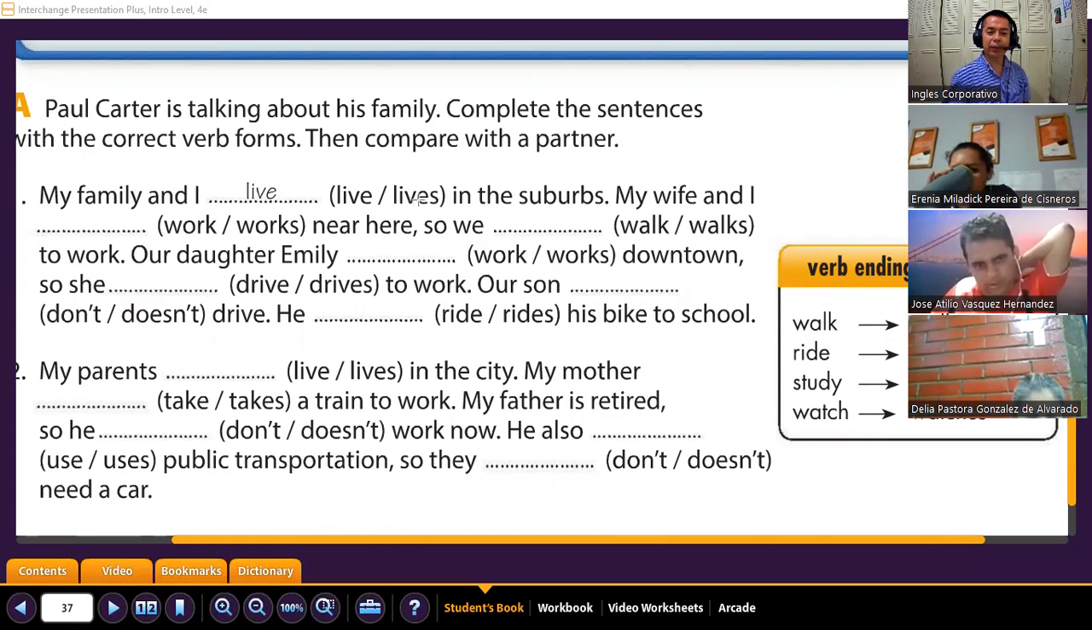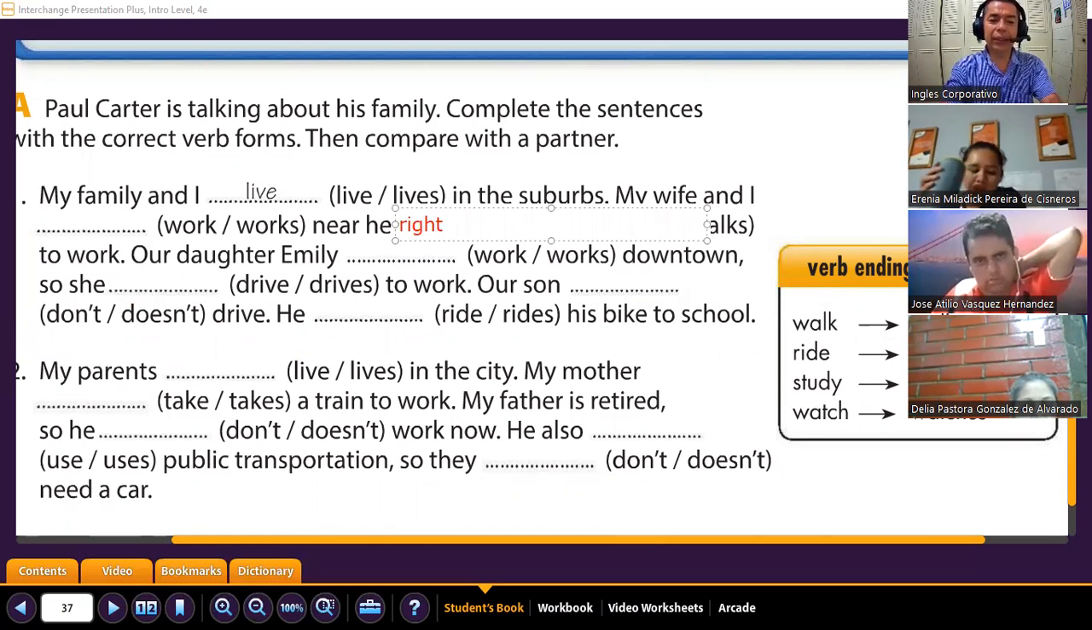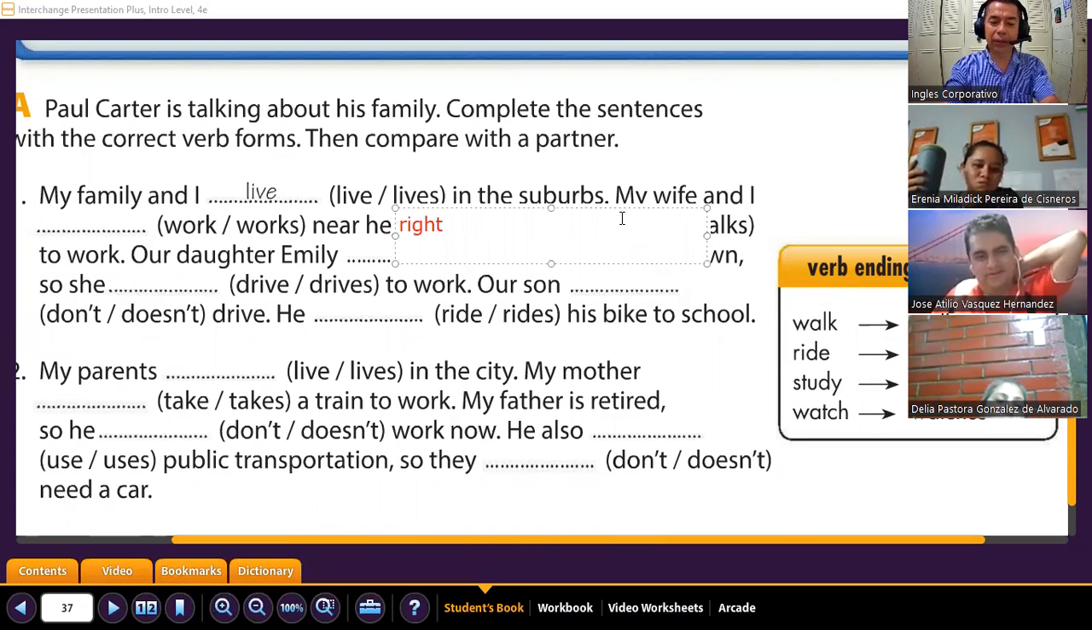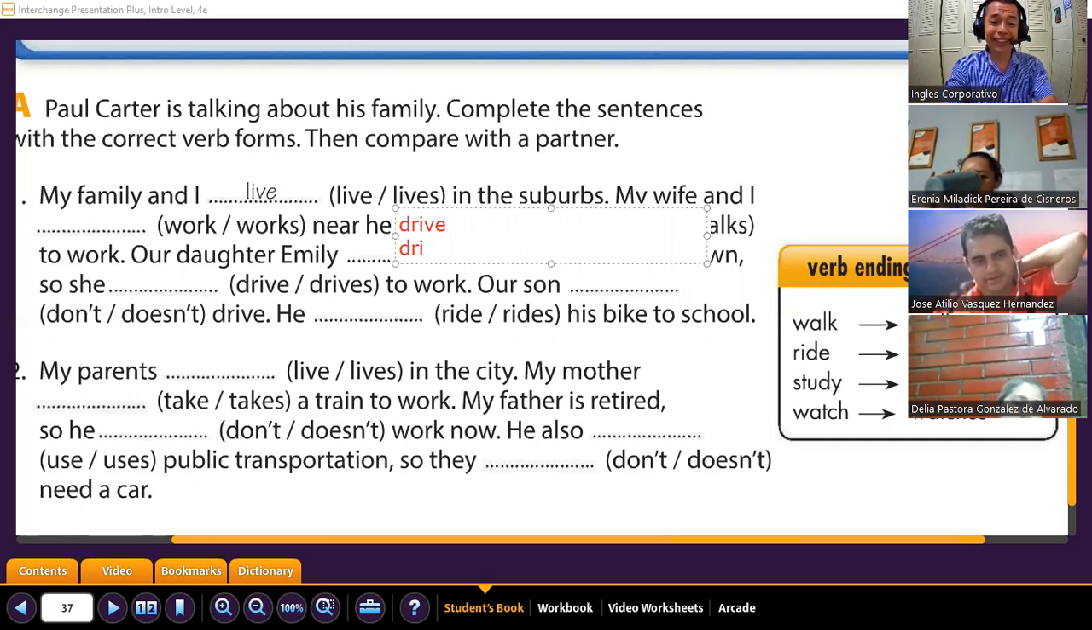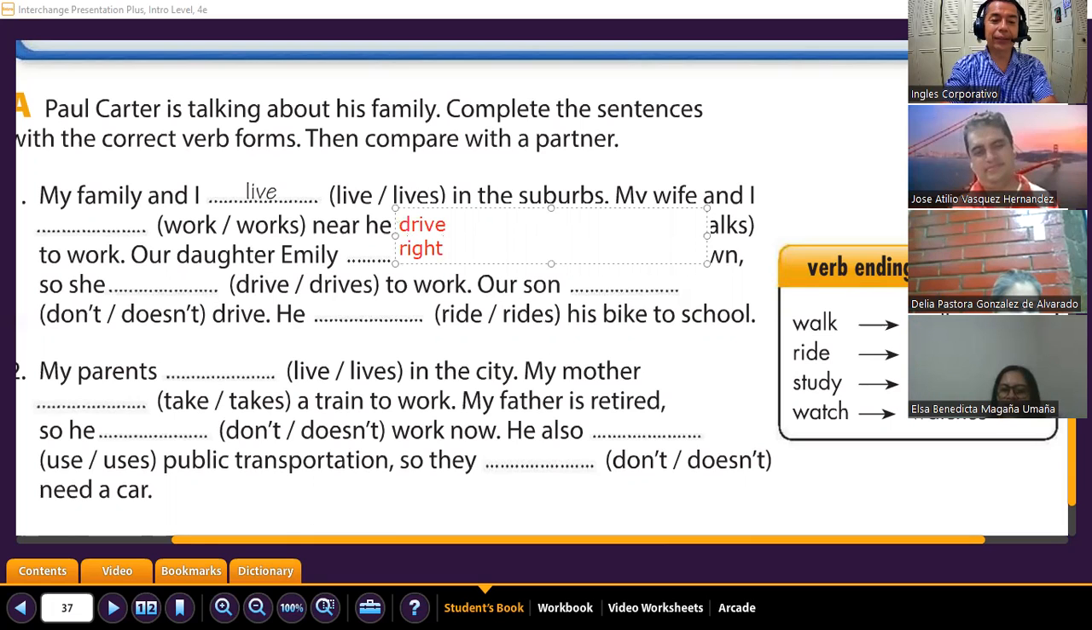Okay, let me see. Let me see if I understand. Right and drive. R-I-D-E. Ride. Montar. Ah, ride.